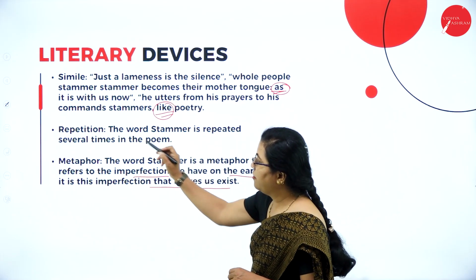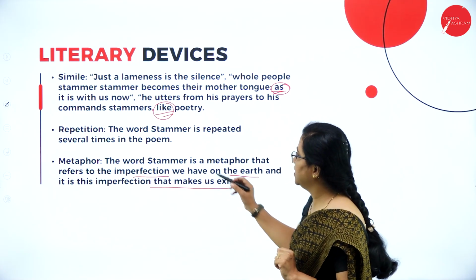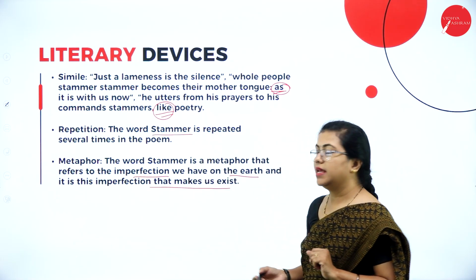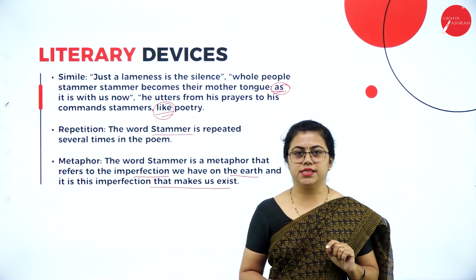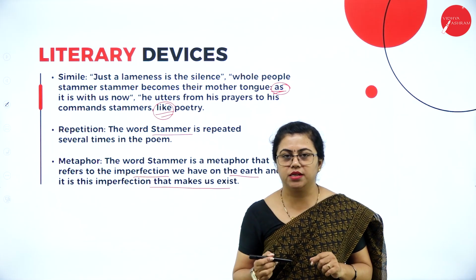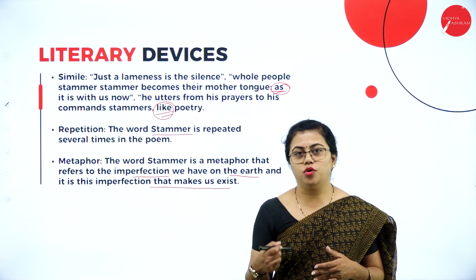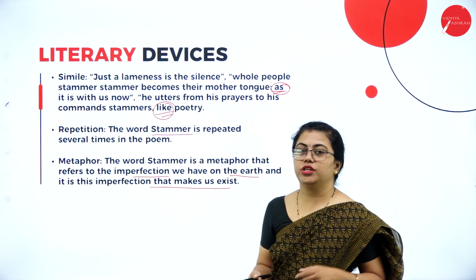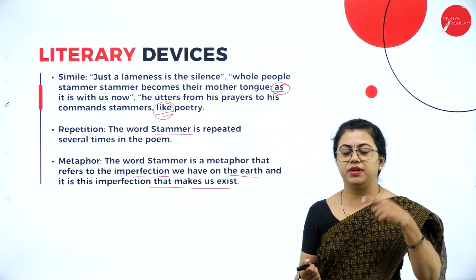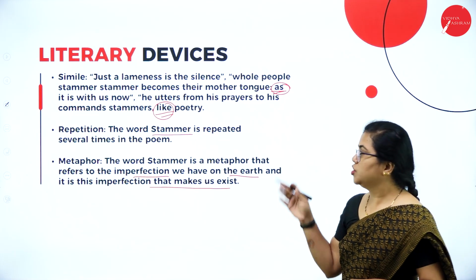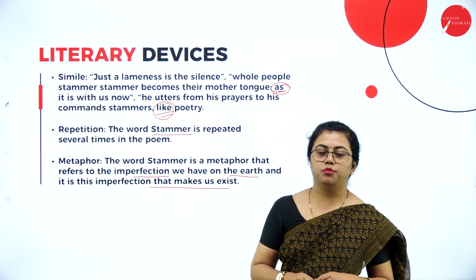Apart from this, we have repetition. As I told in the previous slide, the word stammer is repeated several times in this poem. In the same line it is repeated, and in different lines also it is repeated. So there is repetition as well as anaphora, that is repetition in different lines. All these are there in this poem.